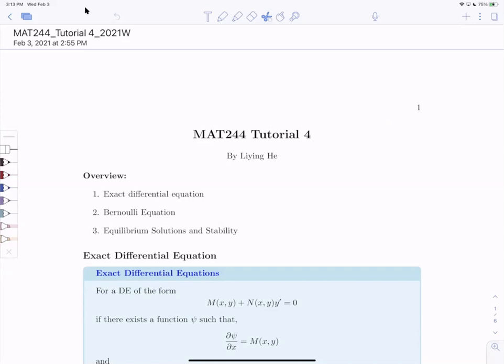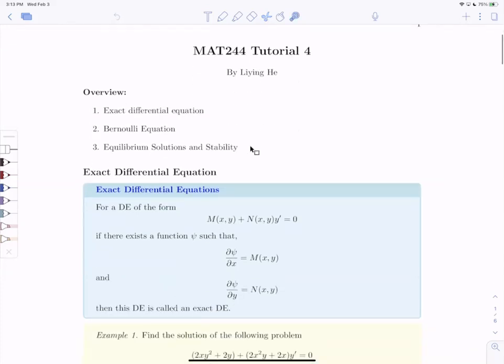Yeah. So for today's tutorial, we'll do exact differential equations. That's the first topic, and then we'll do the Bernoulli equation, which is basically substitution. And then we'll talk about equilibrium solutions and stability, which is pretty simple as well. Your professor, I think she likes to make you draw stuff. No, I'm not talking about the quiz, I'm talking about your assignment. So make sure you know how to draw solution curves as well, okay? Which we talked about before.